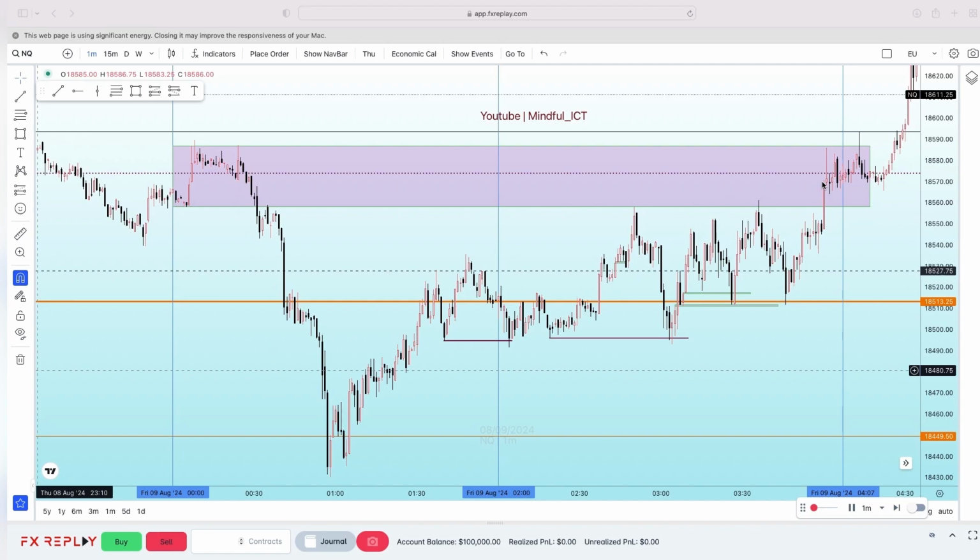ICT recommended trading the London session from 2 to 4 a.m., sometimes extending to 5 a.m. for Forex, but I believe this can be applied to futures as well. Let's break down what happened here. From 12 to 1 a.m., price moved down, a bit of a fake out to throw retail traders offside.